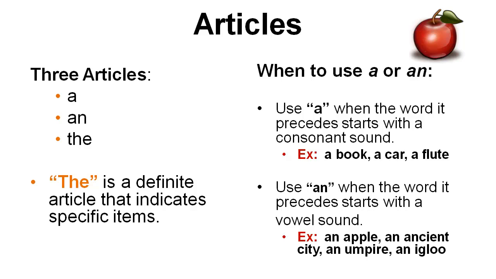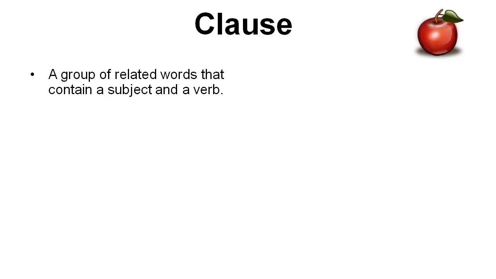I keep emphasizing sound because it's the sound, not necessarily the letter, that determines whether you use a or an. For example, an RCA television. R is a consonant, right? But it does not take an A. You would not say a RCA television. You say an RCA television. So it is the sound that drives whether or not to use a or an.